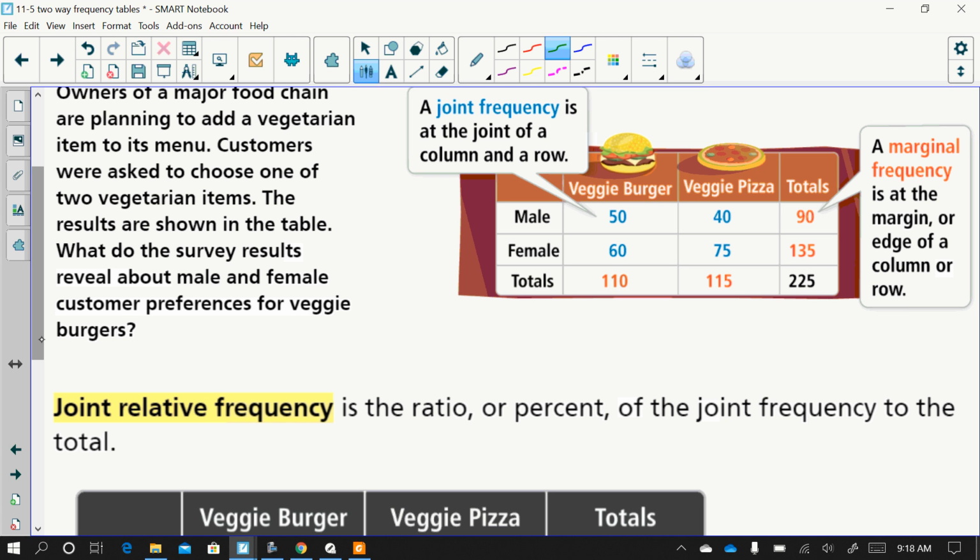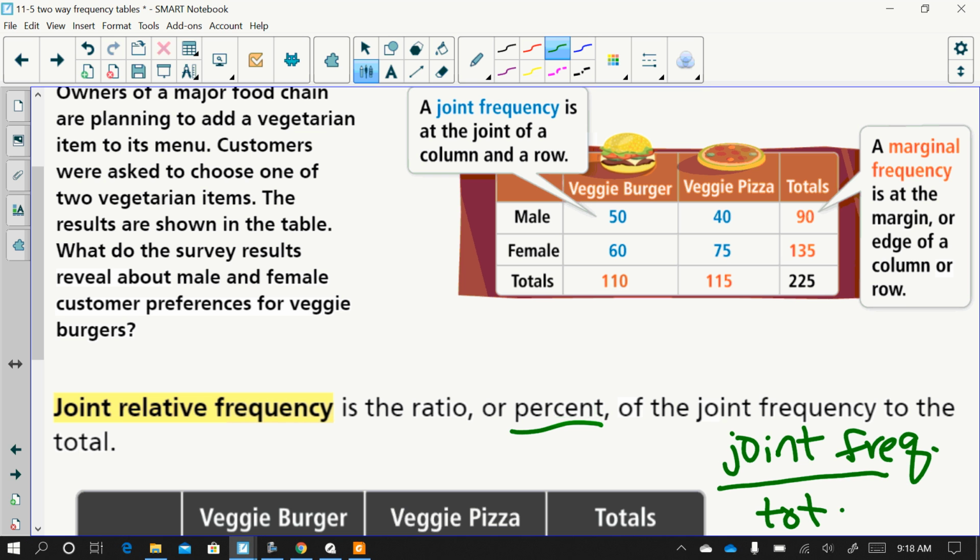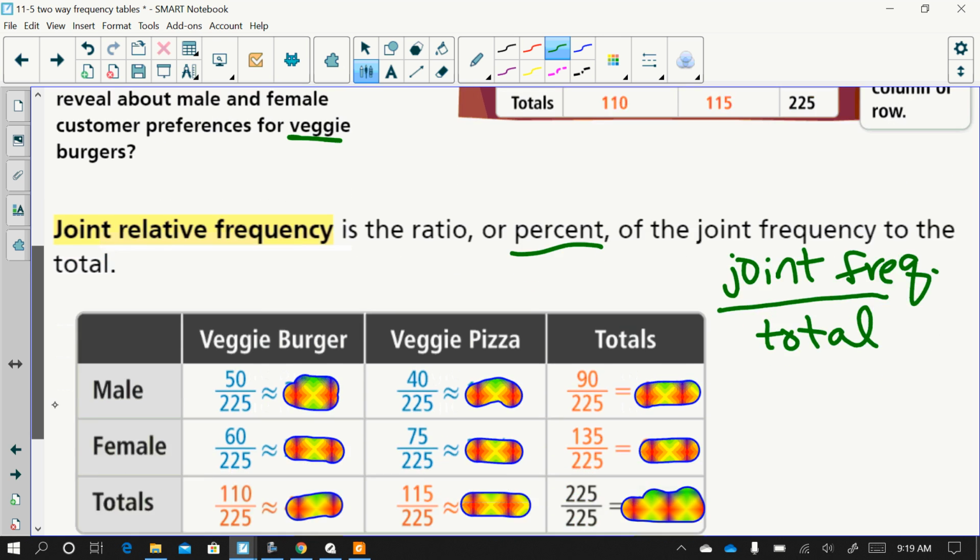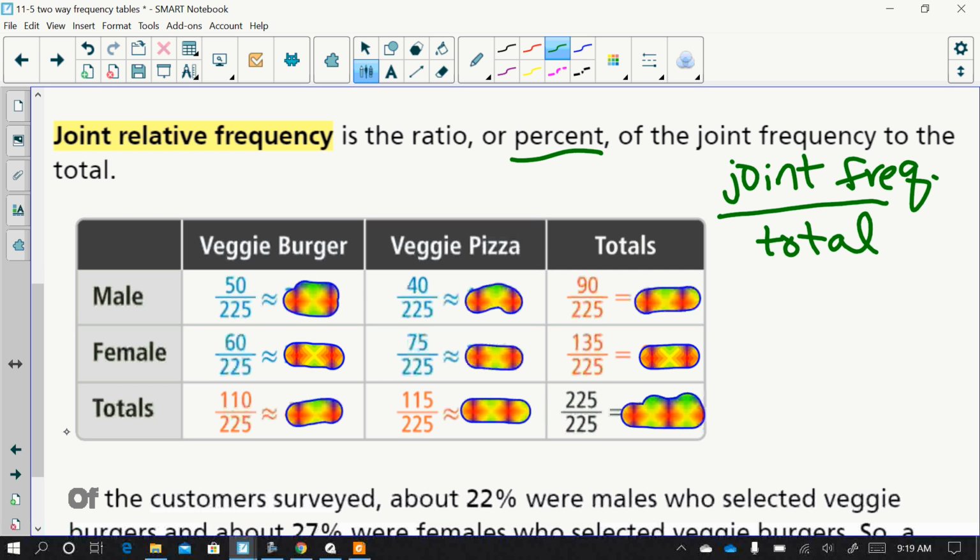Joint relative frequency is the ratio or percent of the joint frequency to the total. To do this, we take the joint frequency and divide it by the total. Joint frequency divided by the total. Notice we want to look at veggie burgers. I'm looking at the total; remember, our total was 225. So I'm just going to take each cell and divide it by 225.